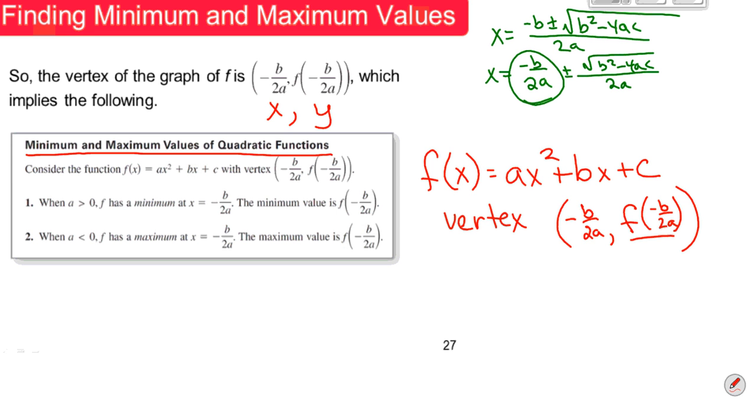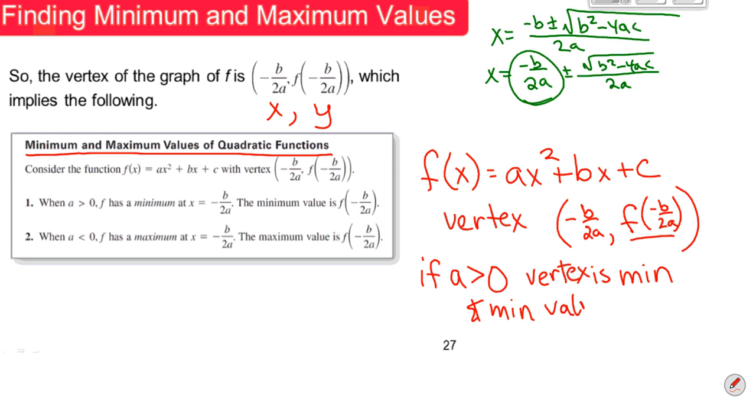And then just to say, if a is greater than 0, then the vertex is a minimum. The vertex is a minimum, and the minimum value is actually the y, that f of x value. And the minimum value is f of minus b over 2a. So when they ask what is the minimum, it's actually that y value.